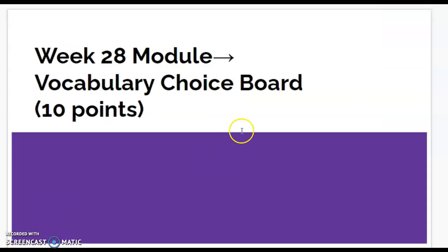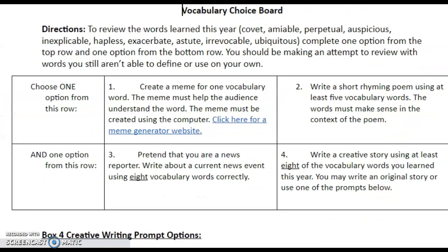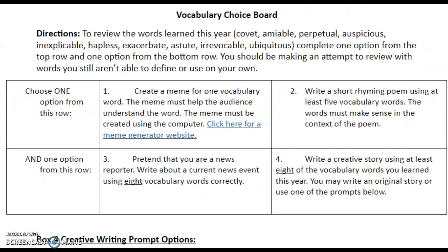And then when you finish, you're going to move on to the vocab choice board, which is under week 28. So go to week 28, pull that up under module week 28. It says vocabulary review choice board. I'm just going to pull it up on my computer and drag it over. To review the words we've learned this year, there's 10 of them.